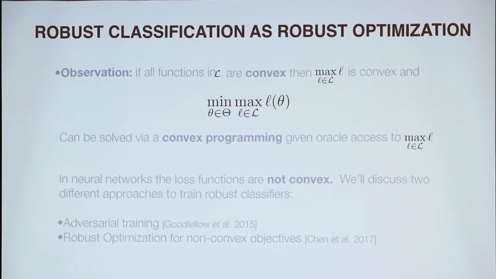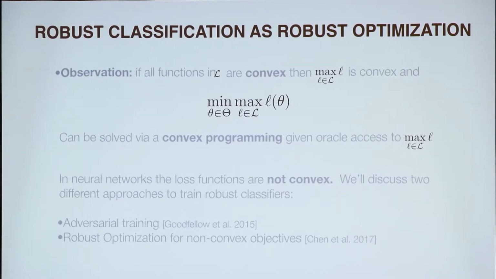So the main challenge is that in neural networks, the loss functions are not convex, and this is why we have to start making different assumptions and using different techniques. Basically, we're going to talk about two different methods. One is adversarial training, and the other is robust optimization when you have non-convex objectives.